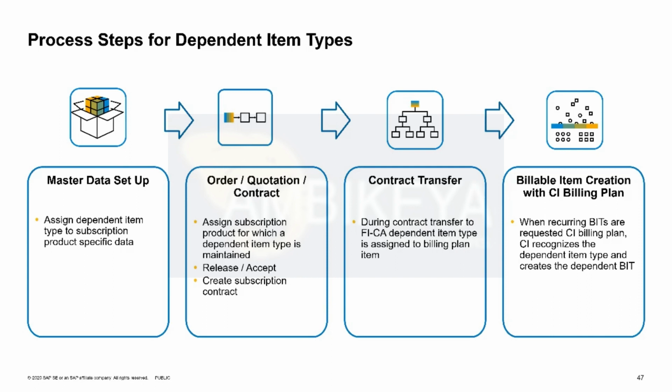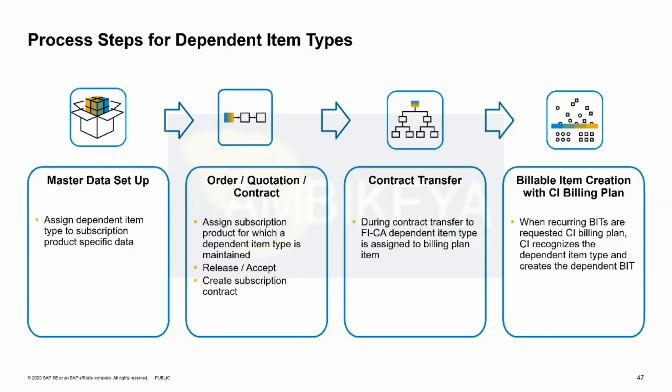We release it, create subscription contract. It more or less doesn't even know about this dependent item type. And now during contract transfer, we get this dependent item type added to the billing plan. And now when CI is requesting bits from a billing plan, then it will recognize this dependent item type and create automatically the dependent bits.